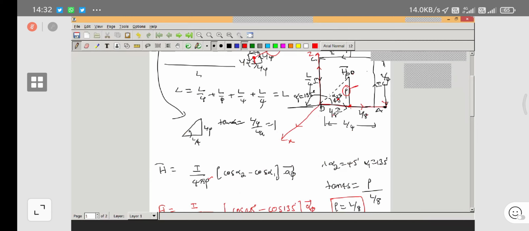This 45, this I am definitely writing as 135 degrees. This is the 135. I think this is 90 plus 45, that is 135. That's why I'm writing that this is 135 degrees. This is the 90, this is 45, and this is the 135 degrees.